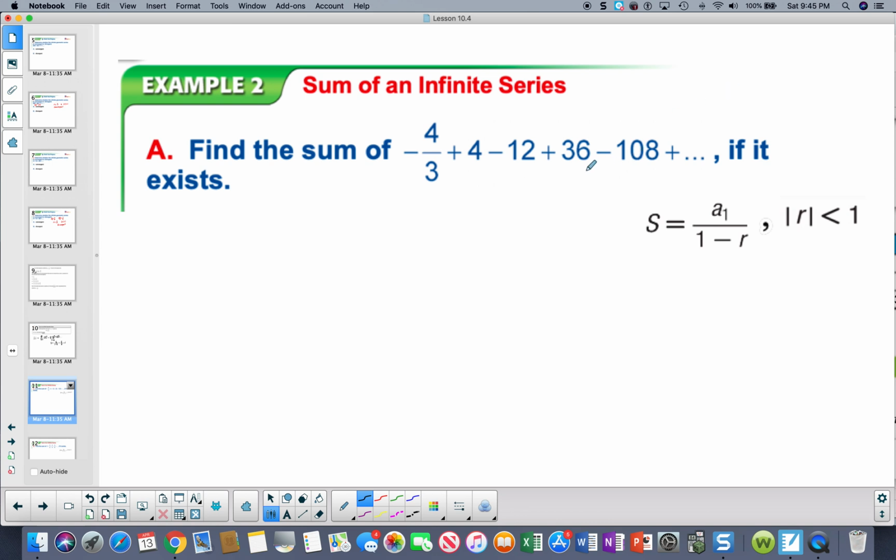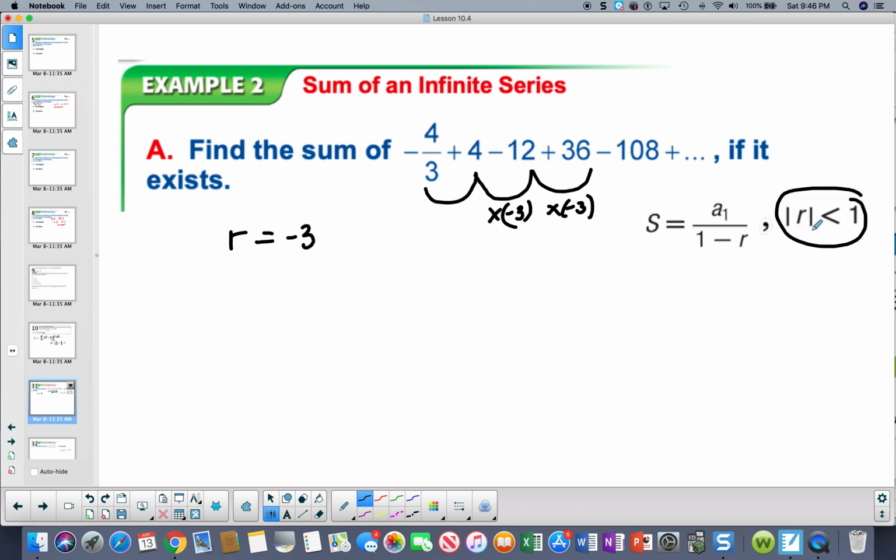All right, let's go ahead and do another number. We want to find the sum here if it exists. So we have to figure out what the ratio is. It might be difficult for you to figure out the ratio from here to here, but maybe from here to here you can see the answer. It looks like I'm multiplying by a -3. And sure enough, to go from here to here, I'm multiplying by a -3. So our common ratio is -3, and this does not meet the stipulation right here. The absolute value of the common ratio isn't less than 1, so there is no sum. This is divergent.